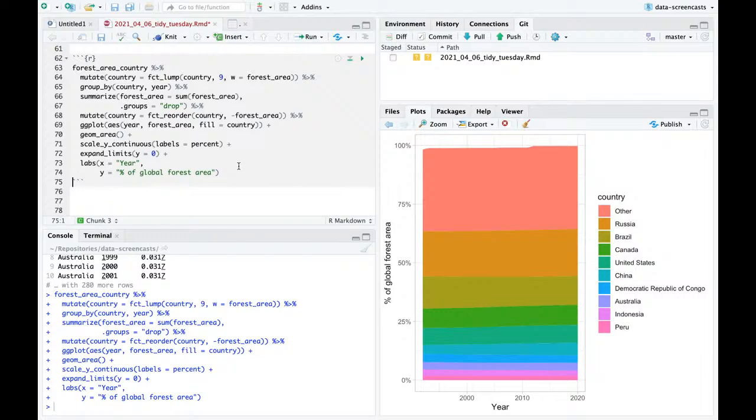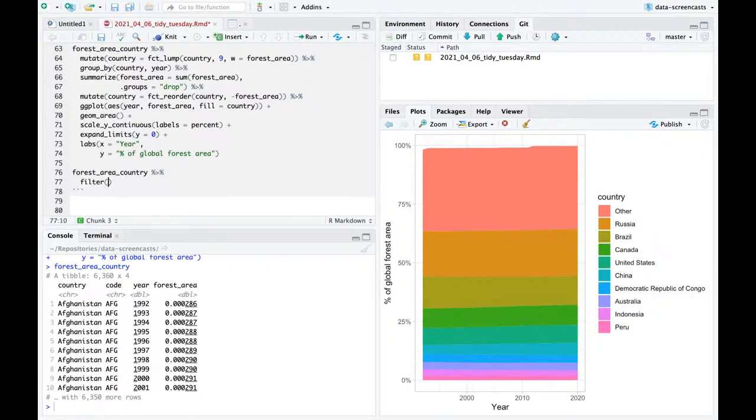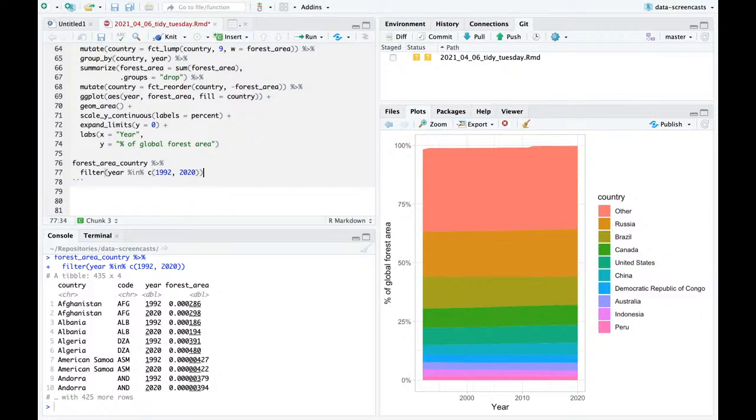I'm really interested in the delta. I'm interested in the change. Where has the most deforestation going on, and the decrease in terms of what percentage of the global forest area this country makes up. So to do that, I can say I only want ones that are in both 1992 and 2020. Do we have 2020? We do have 2020.